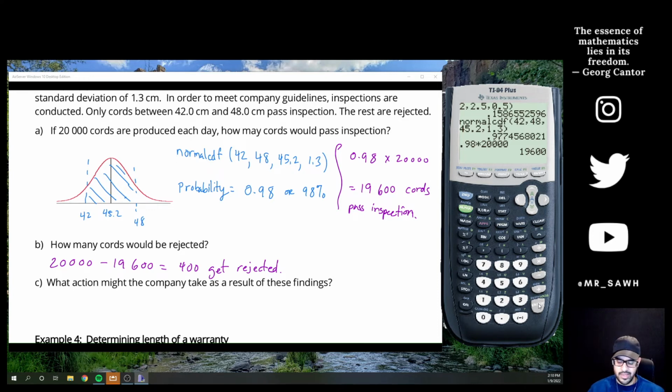Okay, what action might the company take as a result? Well, they might check out the equipment, because any chord that gets rejected, as a company, that's lost revenue, right? You can't sell that object anymore, so now you're losing money. So they might check out the equipment, check out some of the other processes that happen in this plant. Who knows, right? But they're going to double check what they do to make sure that they don't waste any more product and money.